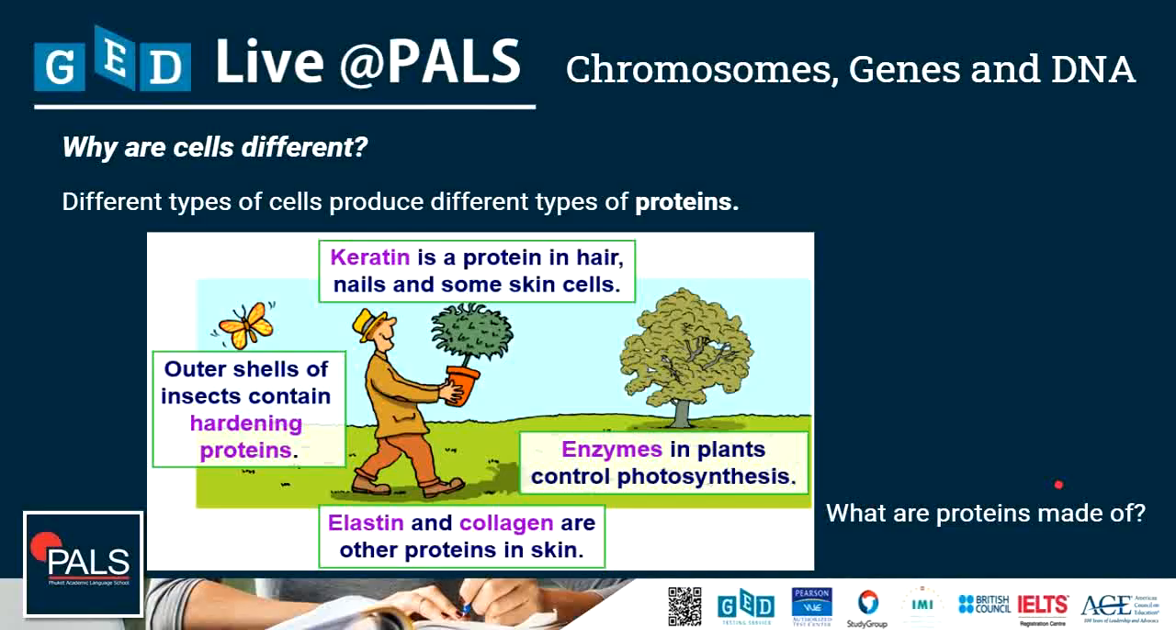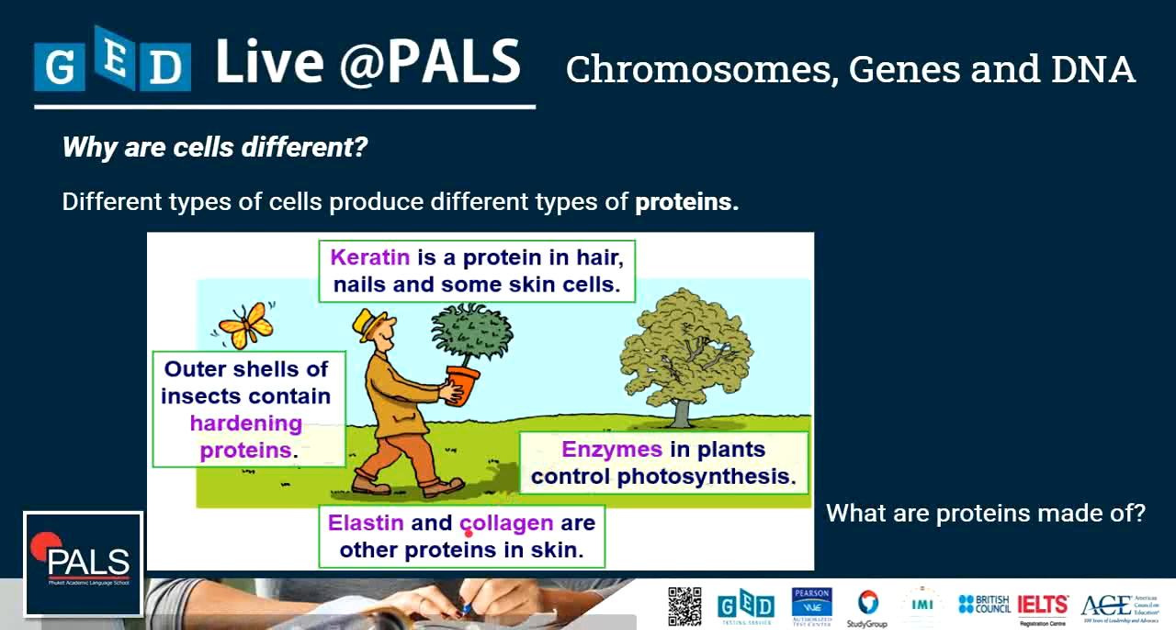Different types of cells produce different types of proteins. For example, keratin is a protein in hair and nails and some skin cells. Outer shells of insects contain hardening proteins called chitin. It makes the hard skin of insects. Enzymes in plants control photosynthesis. Enzymes in plants and animals control cellular respiration. Enzymes in general control the chemical reactions that happen inside a cell.